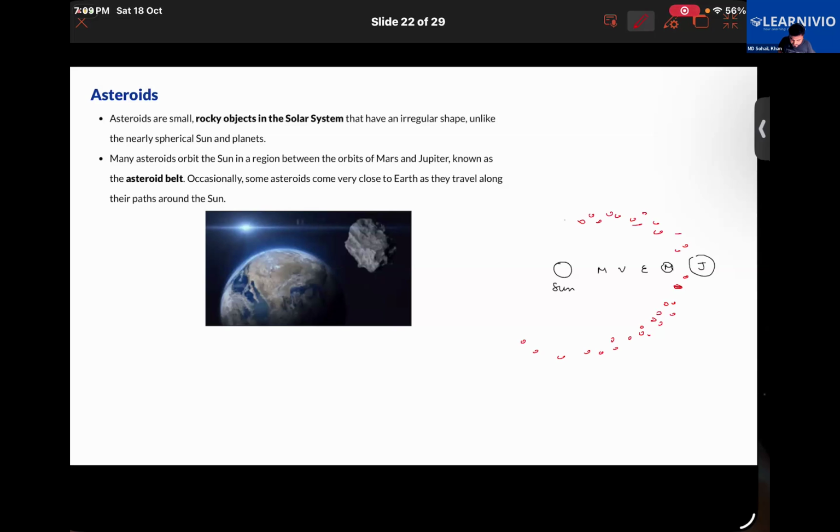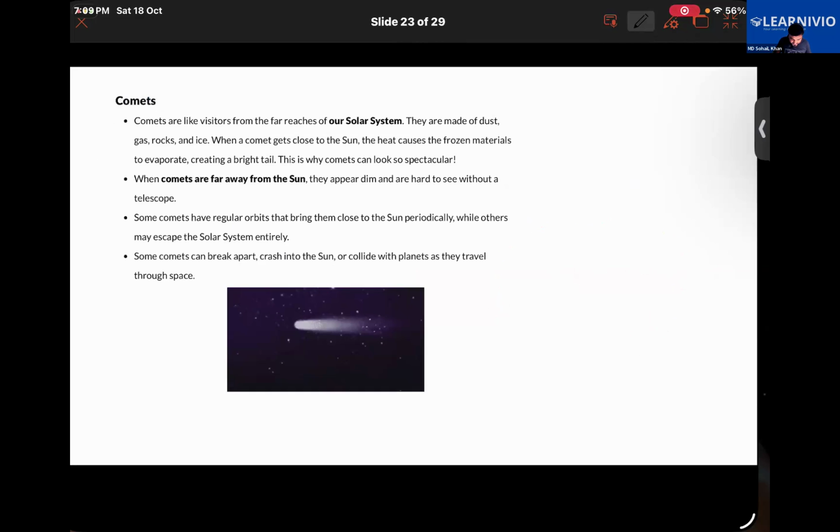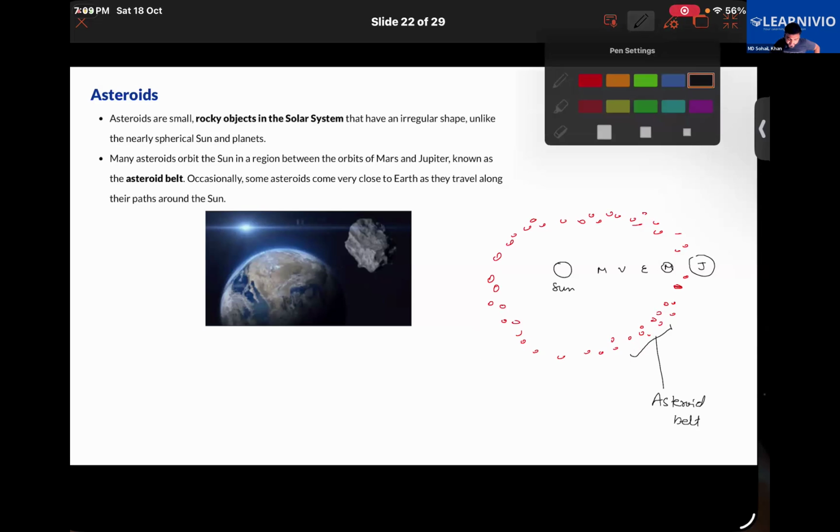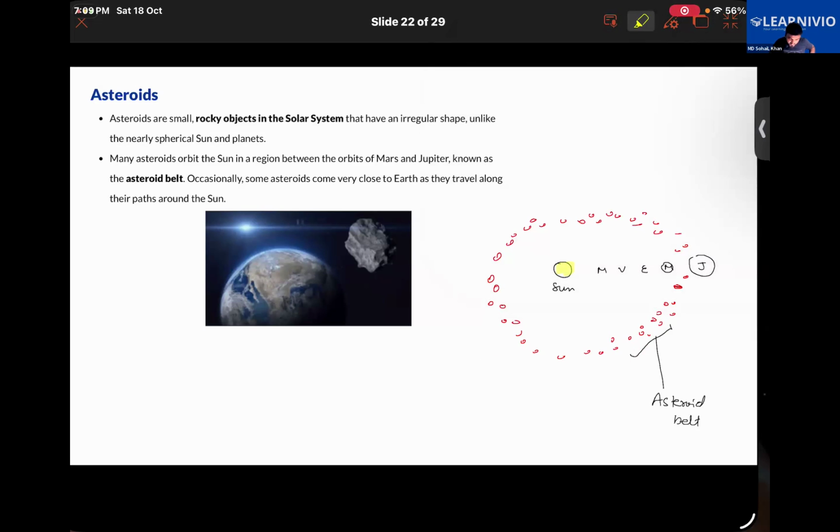So these circles I'm trying to draw over here, tiny objects I'm trying to draw over here, basically these are called an asteroid belt. So what you will find between the planets Mars and Jupiter is so many asteroids. That is called an asteroid belt that will be doing revolution around the sun. Understanding that or not?